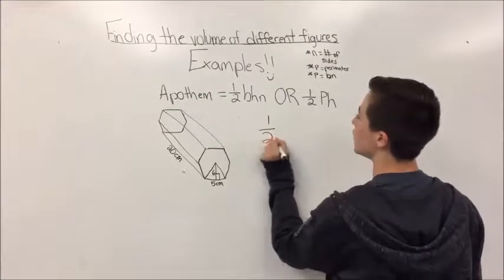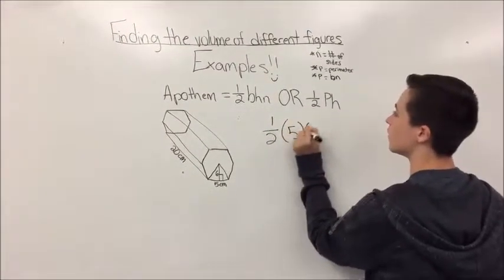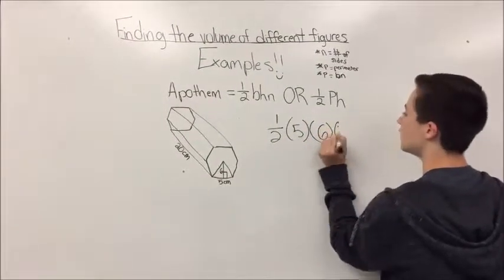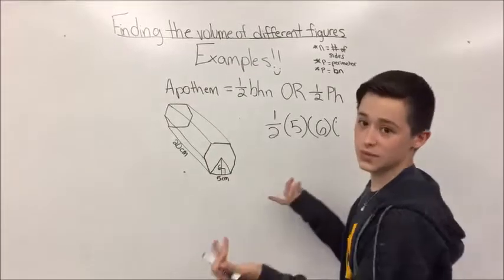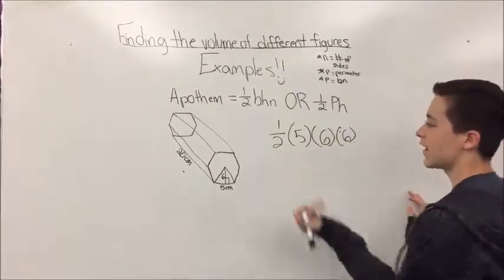So, you simply plug it in. Base being 5, height being 6, and the number of sides, since this is a hexagon, would be 6. And simply multiply and then divide.